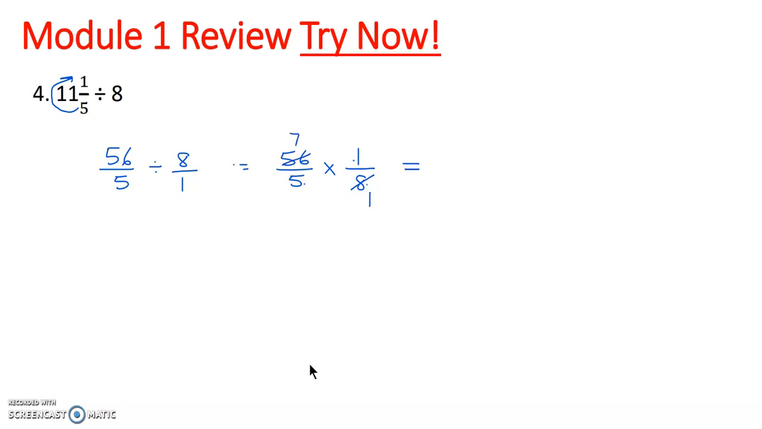Now we can multiply numerators. 7 times 1 is 7, and multiply your denominator. 5 times 1 is 5. We can't leave our answer as an improper fraction. Let's change it to a mixed number. 5 goes into 7 one time, with 2 remaining out of the 5. 1 2/5 is our result.